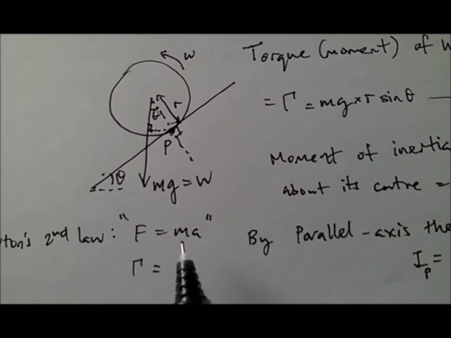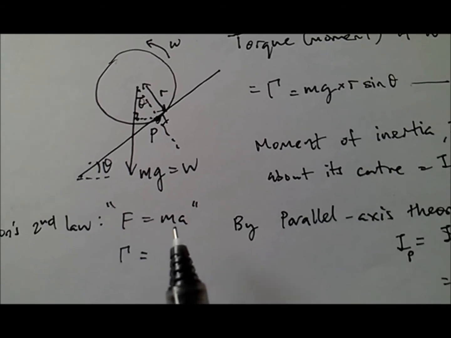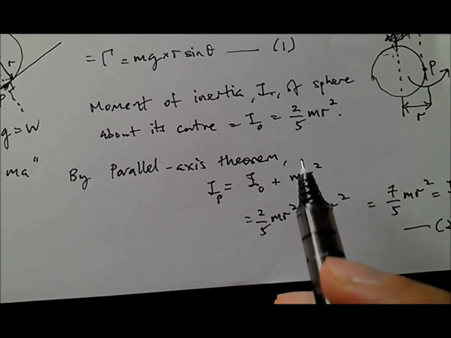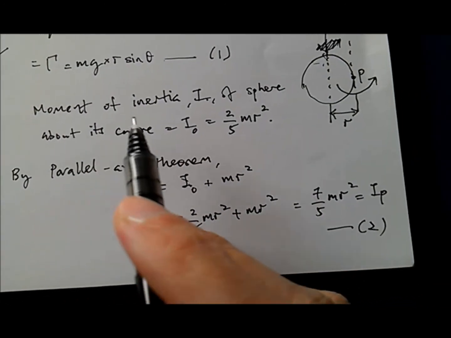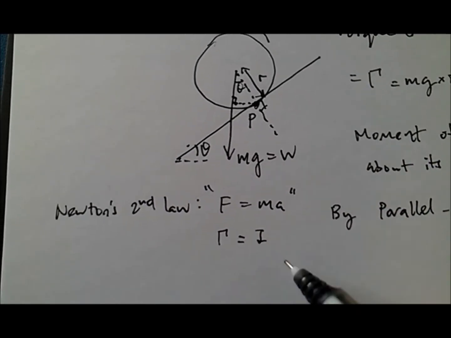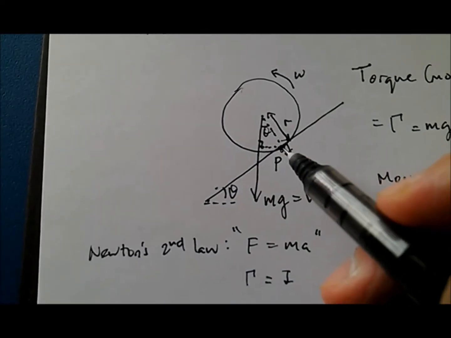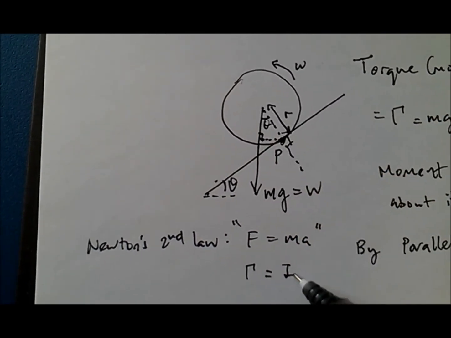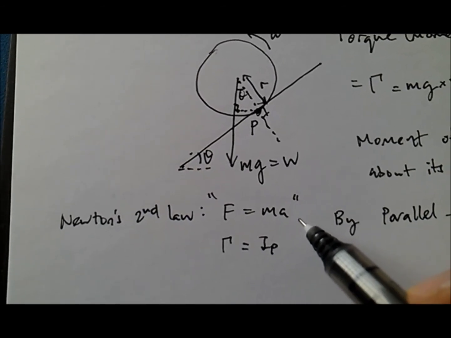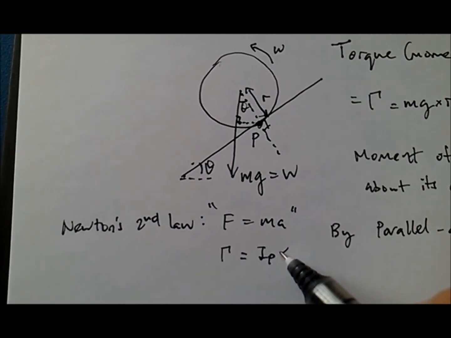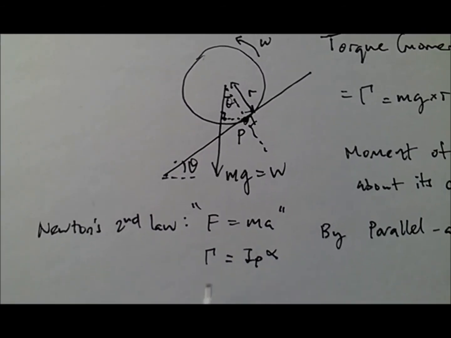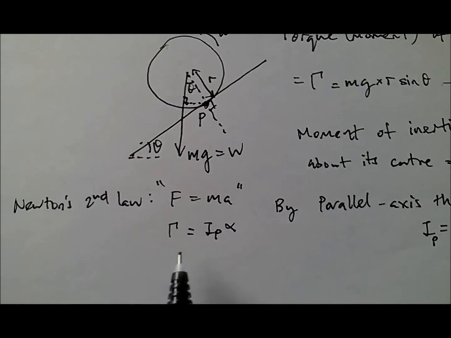Similarly, in linear motion, we think about the mass of the object resisting the acceleration. In rotational motion, we think in terms of the moment of inertia, so we replace the mass with the moment of inertia. In this case, our rotational acceleration is about P, so we use I_P. And instead of A for linear acceleration, we use a symbol called alpha for angular acceleration. This is Newton's second law as applied to rotational motion.